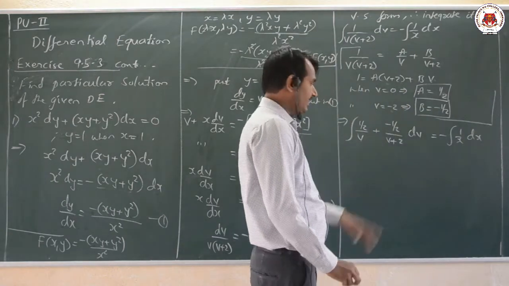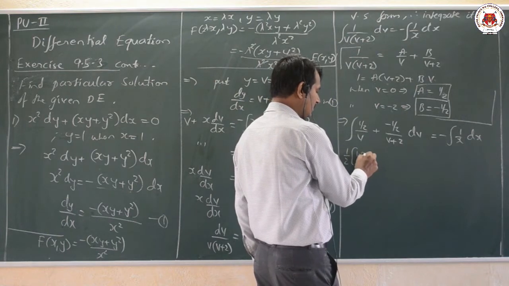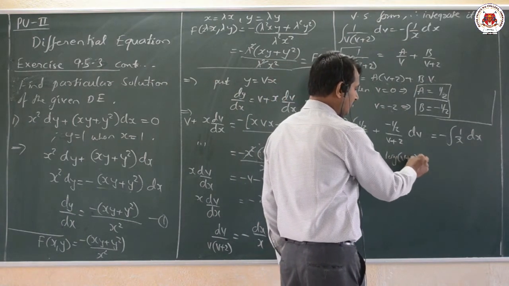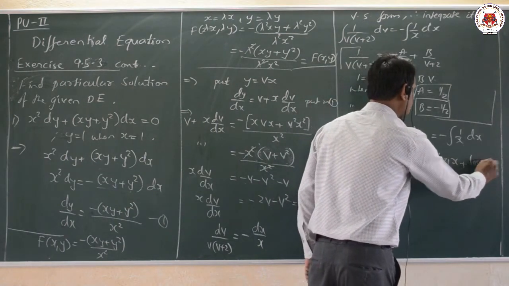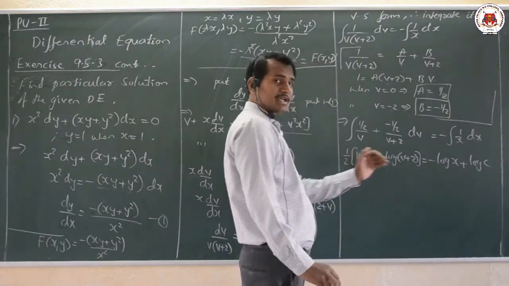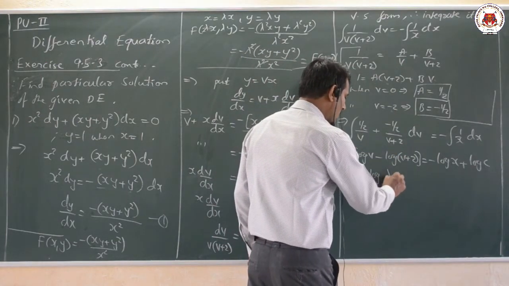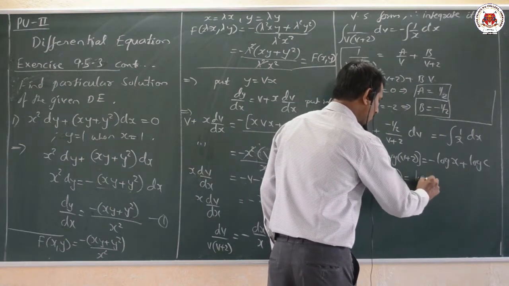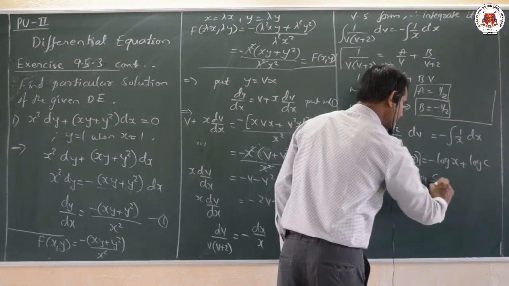Now you can easily integrate it. If I take 1 by 2 common outside, 1 by v means log v, minus of log of v plus 2, equal to minus log x plus an integral constant log c. Now we can make use of properties of logarithm: 1 by 2 log of v divided by v plus 2 equal to log of a minus log b, that is log a by b, that is c by x.